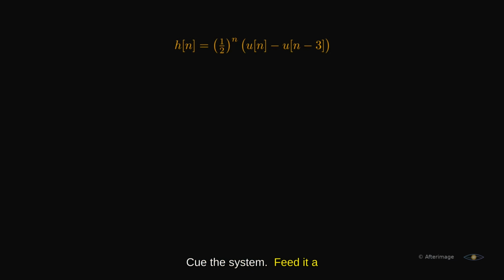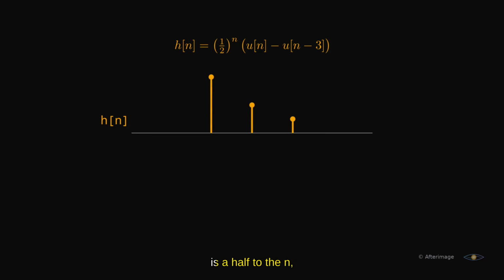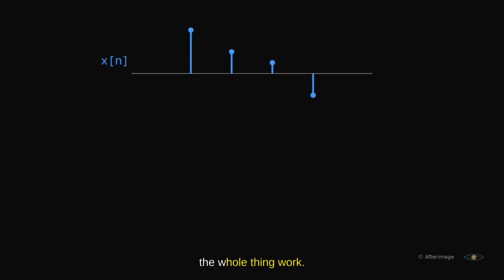Here's the system. Feed it a single unit impulse at n equals 0. What comes out is called the impulse response, h of n. For our question, h of n is a half to the n, but only for the first 3 samples. So h is 1, then a half, then a quarter. Then it stops. Now here's the trick that makes the whole thing work.